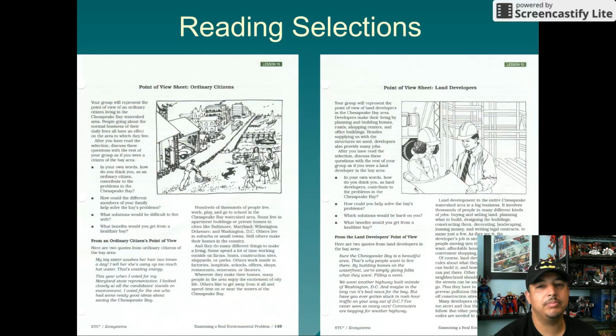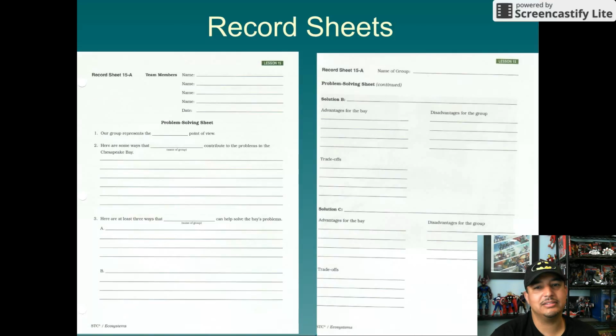Now, each group is responsible for reading a selection about their particular role and completing a record sheet. Now, depending on how much time you have, you might not get to this activity. I almost never do. The teacher guide suggests that you make this activity as part of your language arts curriculum. If you're a science specialist, you can try to get your homeroom teacher to add this activity to his or her language arts program.